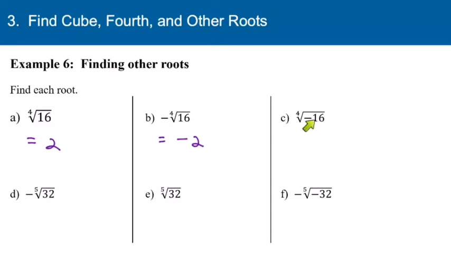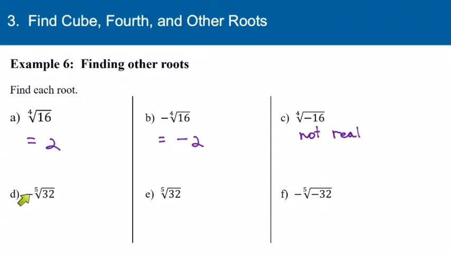Here in part C, we do have a negative under the radical, the fourth root of negative 16. So we're trying to ask ourselves, what is a number that we could raise to the fourth power and get negative 16 as the answer? And of course, there's not a real number that will do that. If you take a real number and raise it to the fourth power, you'll get a positive answer. So the fourth root of negative 16 is not a real number.